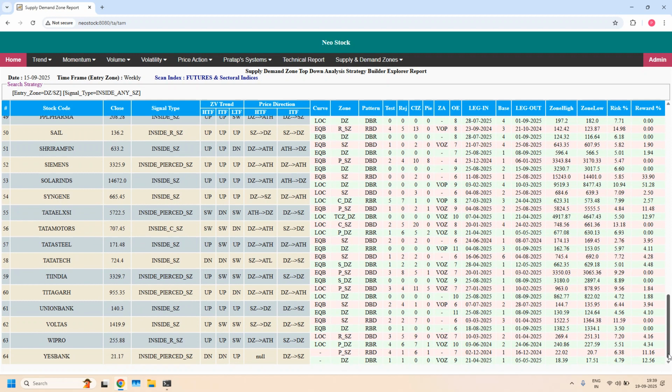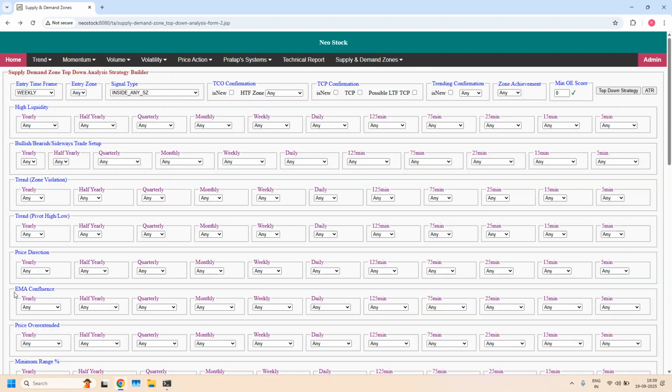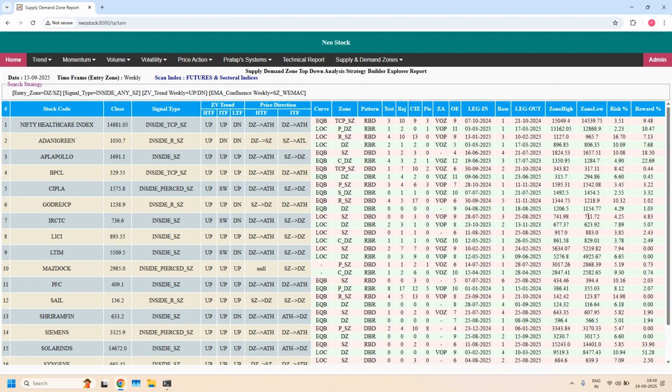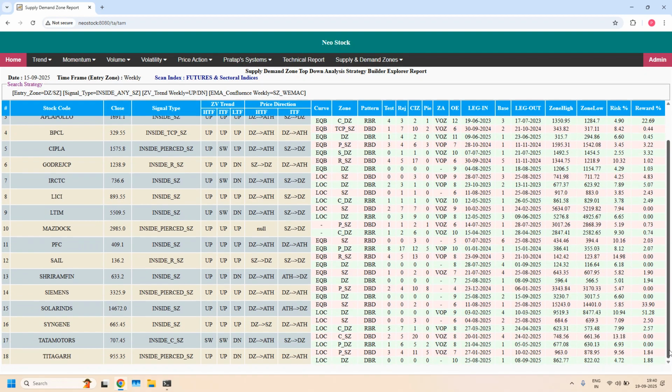We can further filter this list based on weekly supply zone having weekly EMA confluence, and also trend on the weekly should not be sideways. It can be up or down. Let's filter. Now the list is reduced. First 15 stocks in the list. Scrolling the list down. So total we got 18 stocks.